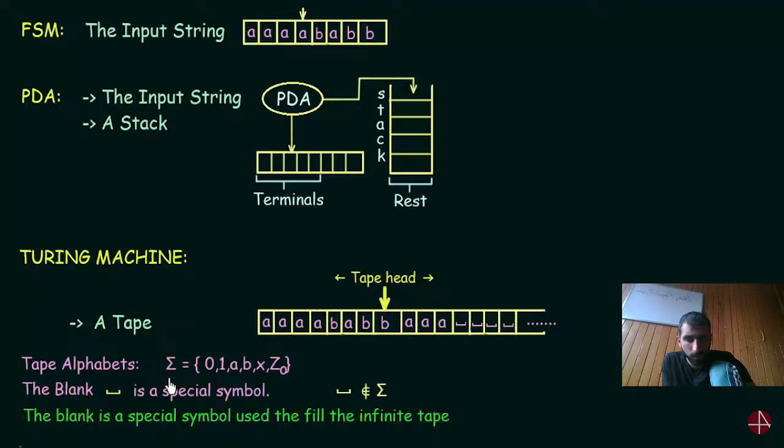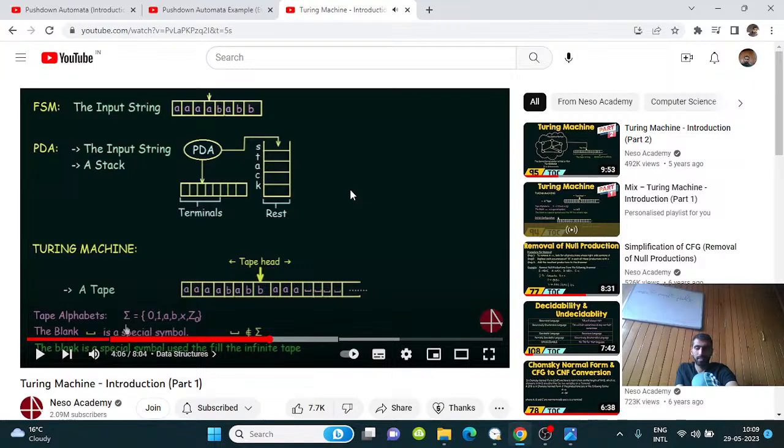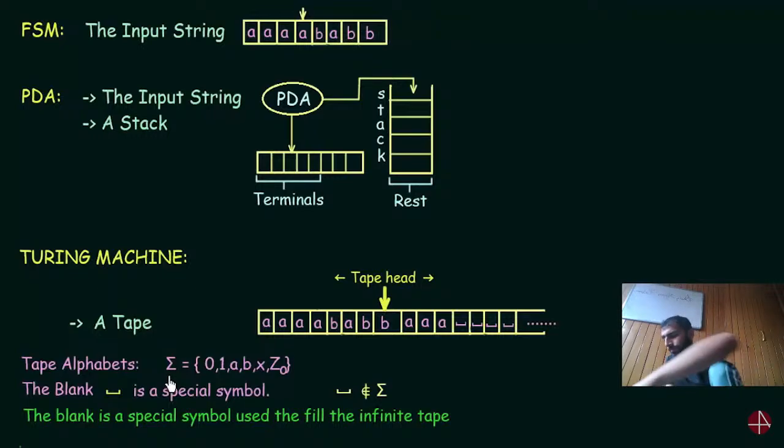Sigma is used to represent the input symbols. We have been studying this from the beginning of this lecture series. And the tape alphabets can contain 0, 1, A, B, or any kind of symbols like this.